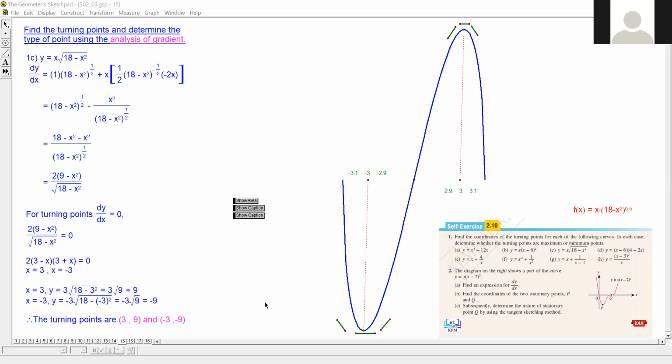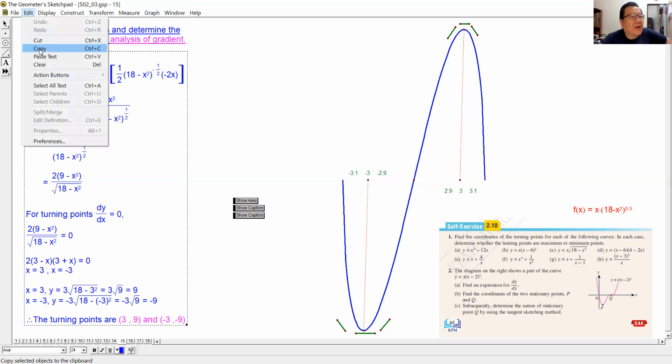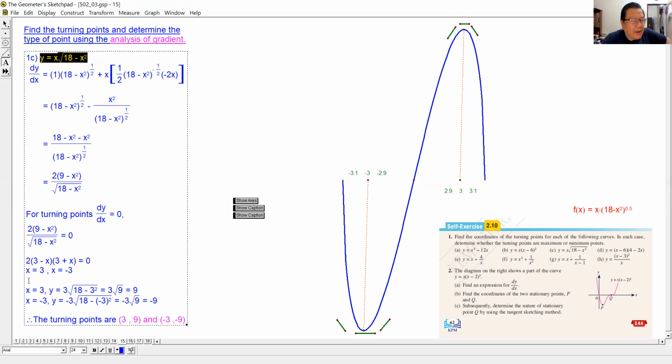Why is the x right in front of the square root? Because there's an x here. You see this x here? Okay, I copy down this. Actually, it comes from here. Edit, copy. I put it here. Edit, paste. So actually, I substitute inside here.